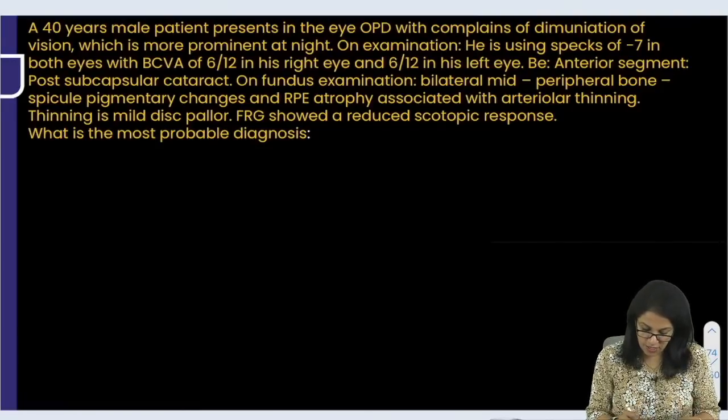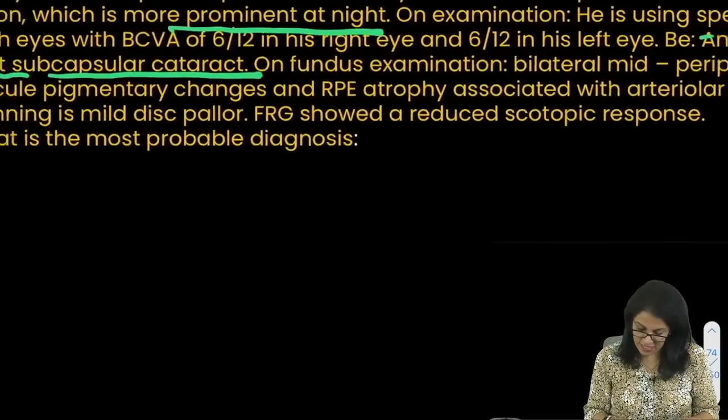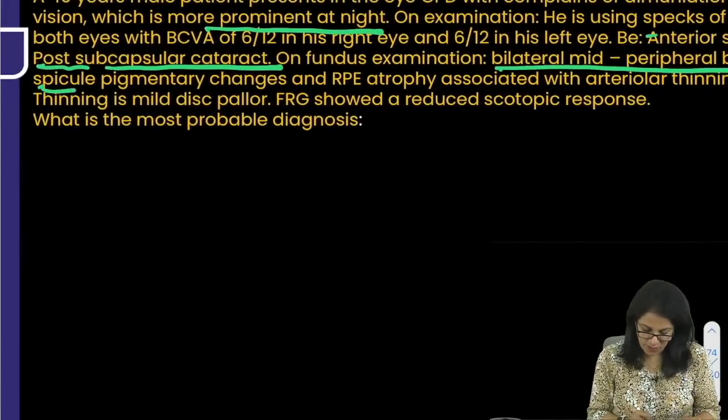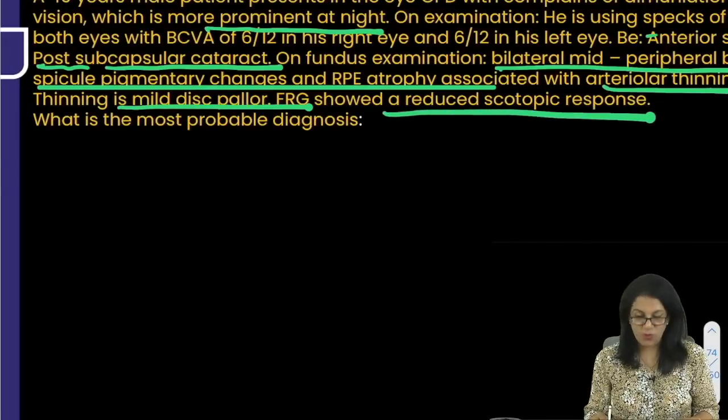Okay. So, a 40 year old male patient presenting in the IOPD with complaints of diminution of vision, which is more prominent at night. On examination he is using specs of -7, with 6/12 in the right eye and 6/12 in the left eye, best corrected. That means he is a little amblyopic. In the anterior segment he is having posterior subcapsular cataract. Fundus examination: bilateral mid-peripheral bony spicule pigmentary changes with RPE atrophy, arteriolar thinning, mild pale disc pallor, ERG showing reduced scotopic response.